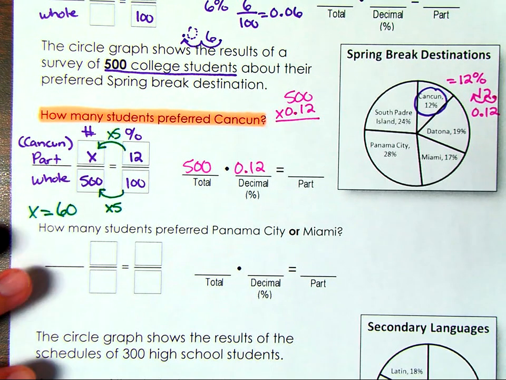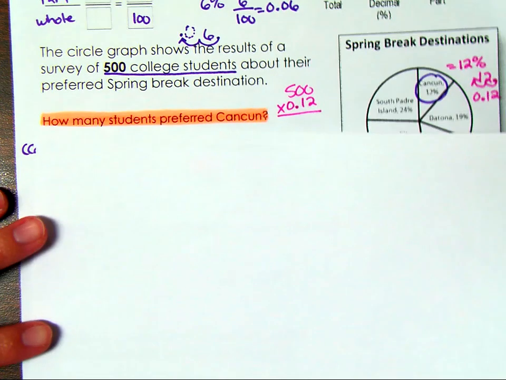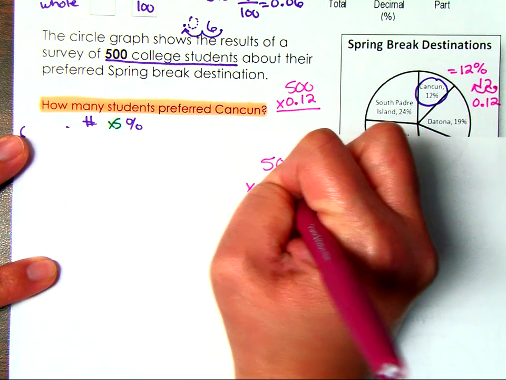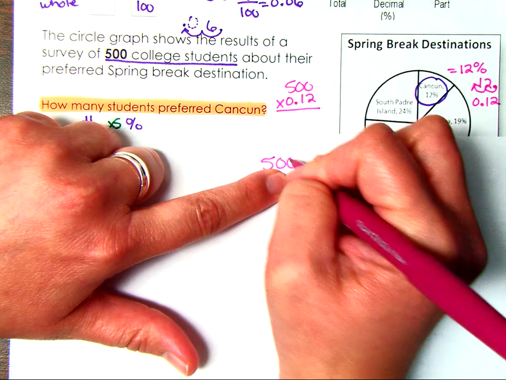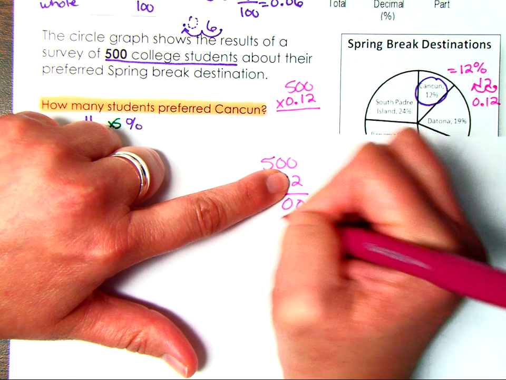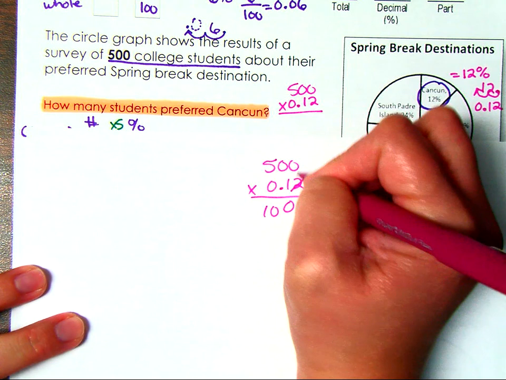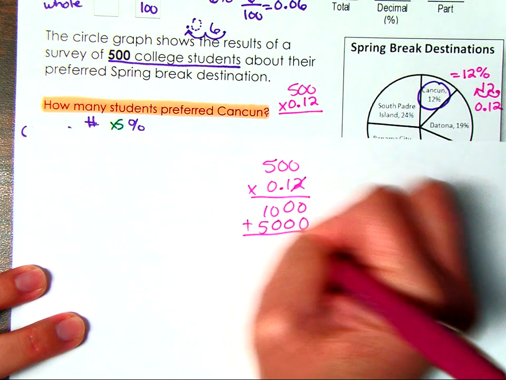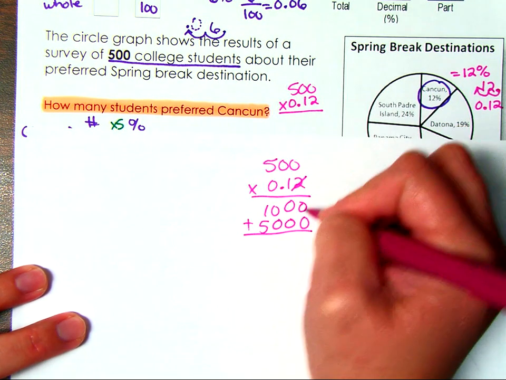Remember, when we do multiplication with decimals, we multiply and then move the decimal at the end. Let me get my scratch paper. So 500 times 12 hundredths. We're going to pretend that this is like 500 times 12, so that's 0, 0, 2 times 5 is 10. 0 is a placeholder. Then 1 times 0 is 0, 1 times 0 is 0, 1 times 5 is 5. Then we add them all up.